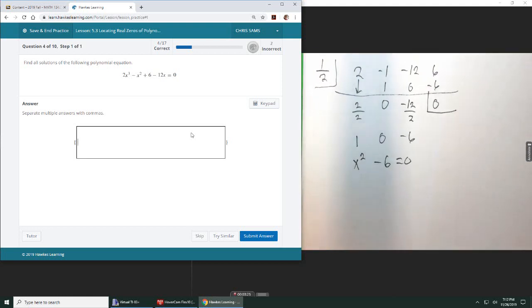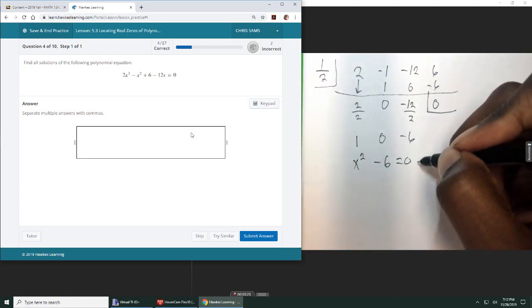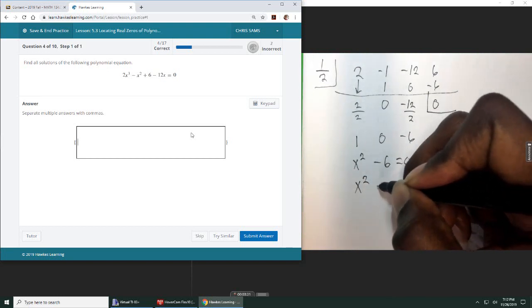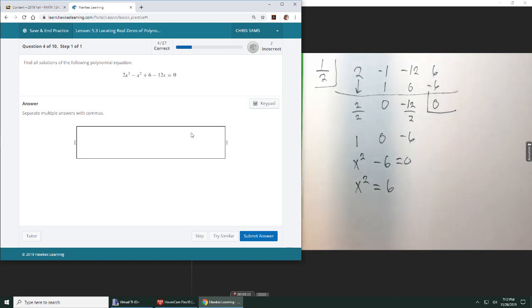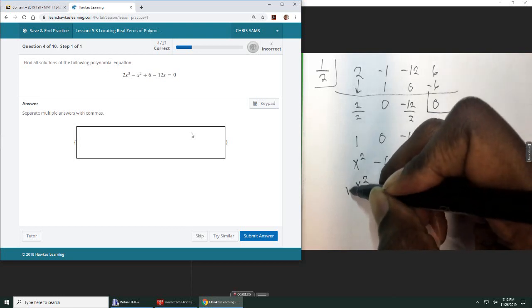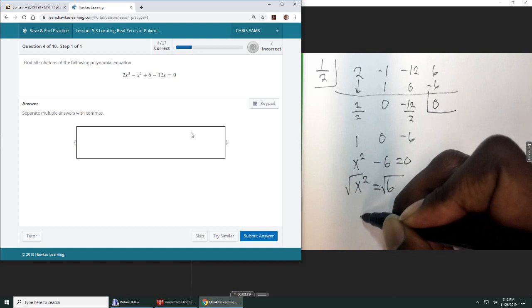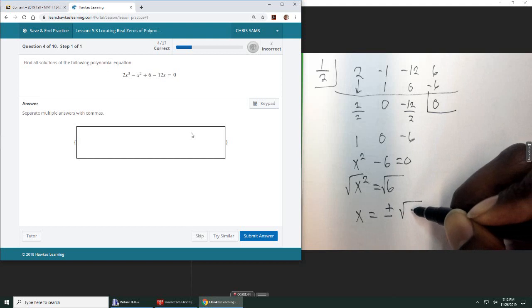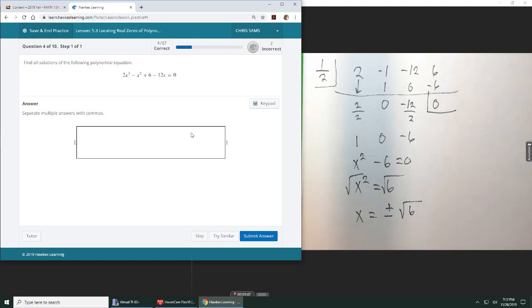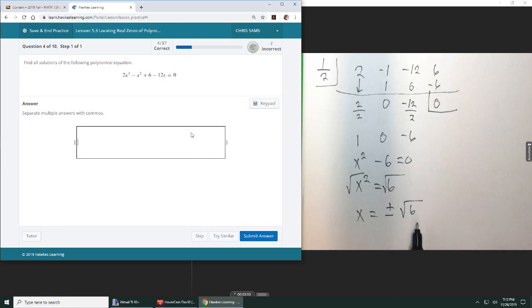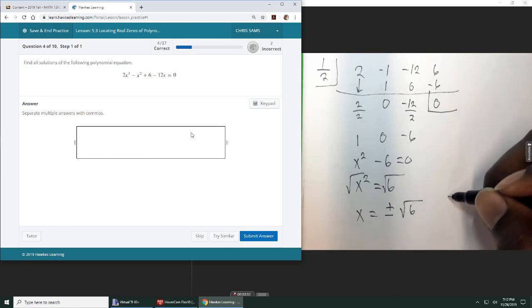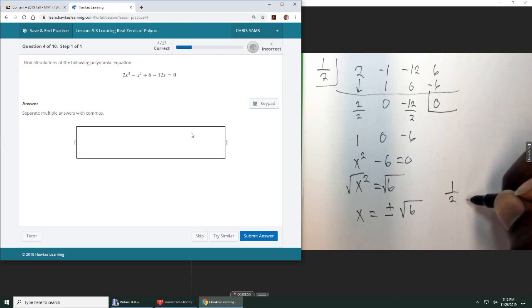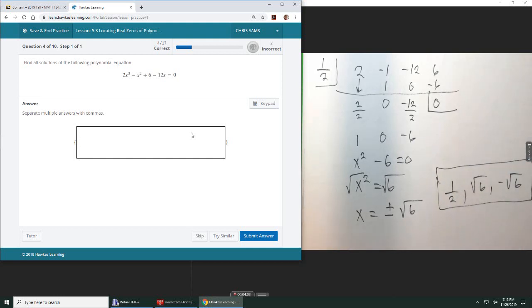So I'm just going to solve this by square root property. So I'm going to add 6 to both sides. We end up with x squared is equal to +6. And then if we take the square root of both sides, okay, we end up with x is equal to positive or negative square root of 6. Okay, so we get two values. We get positive square root of 6 and negative square root of 6. So altogether my three zeros are 1/2, and then square root of 6 and negative square root of 6. So these will be my three zeros, and these will be what we get.